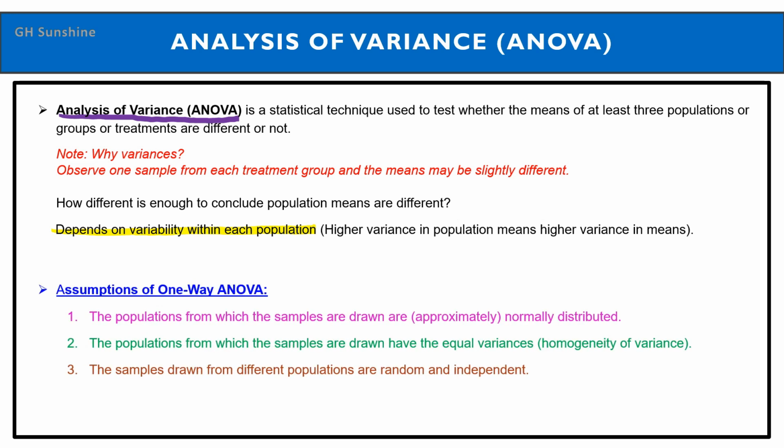So there are three assumptions of a one-way ANOVA. First assumption is the populations from which the samples are drawn are normally distributed, or at least approximately normally distributed. Second assumption is the populations from which the samples are drawn have equal variances. And last one, the samples drawn from the different populations are random and independent.